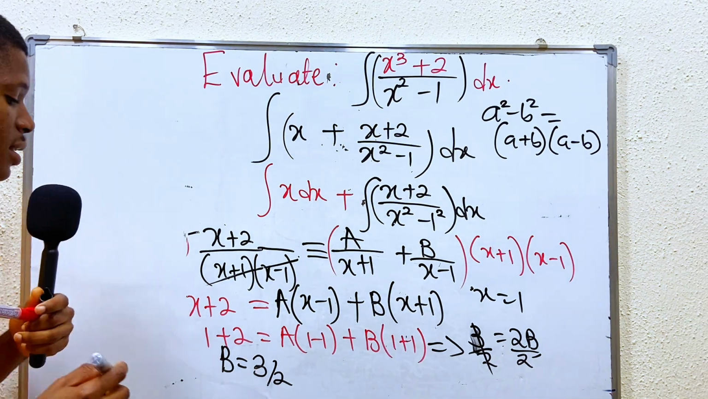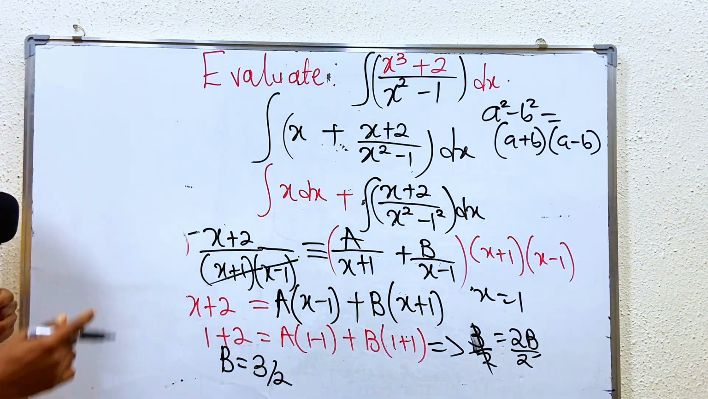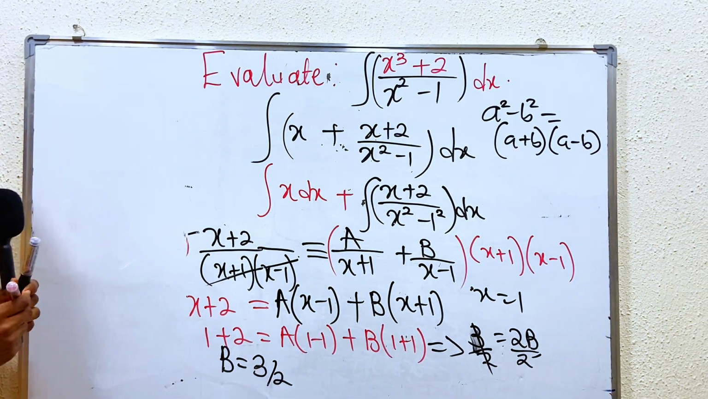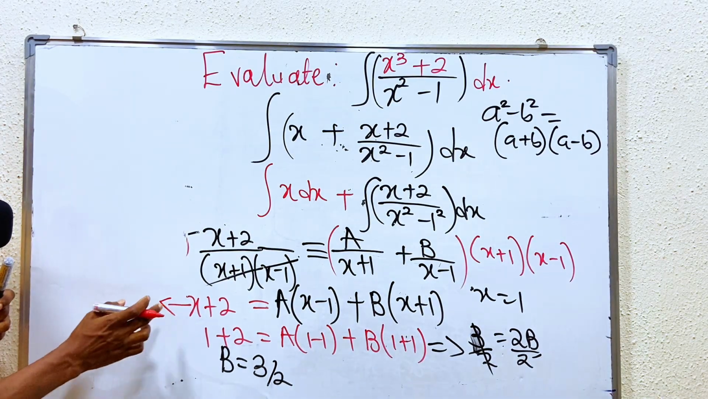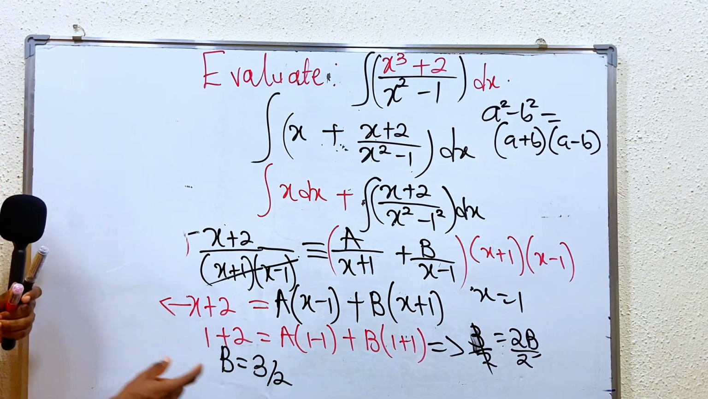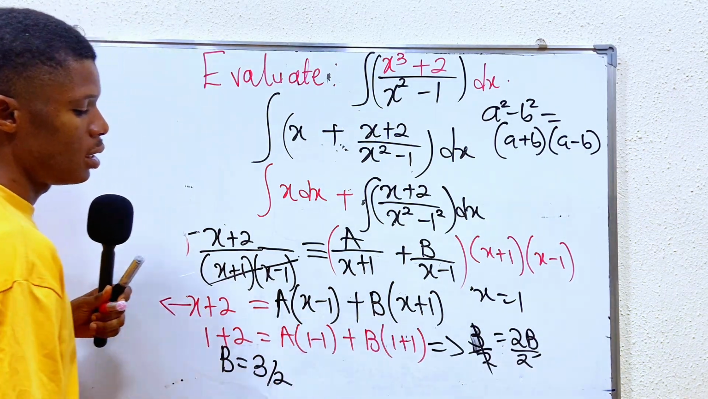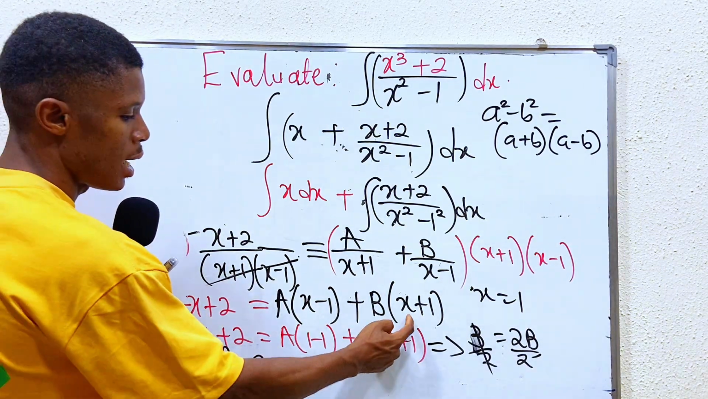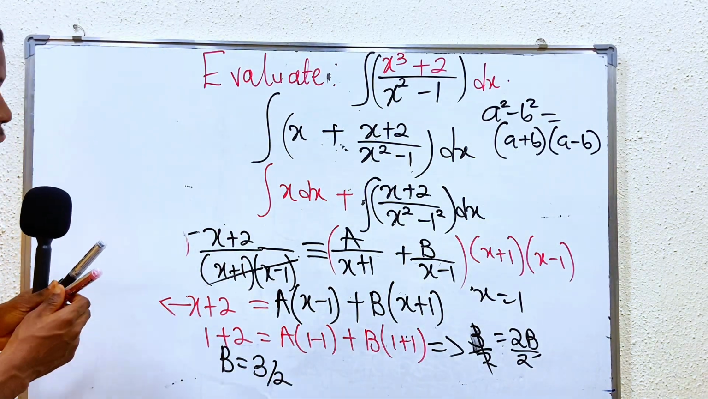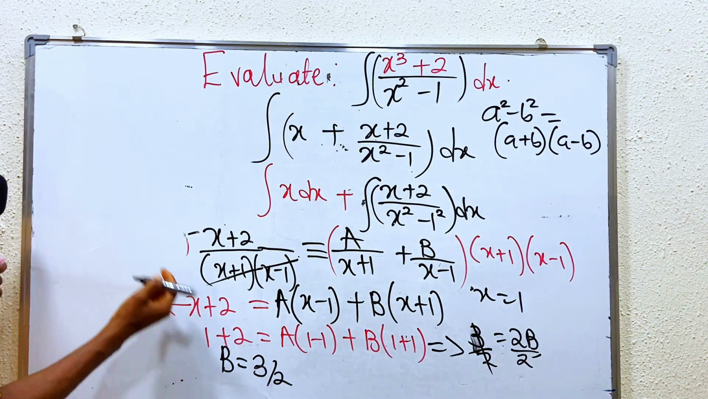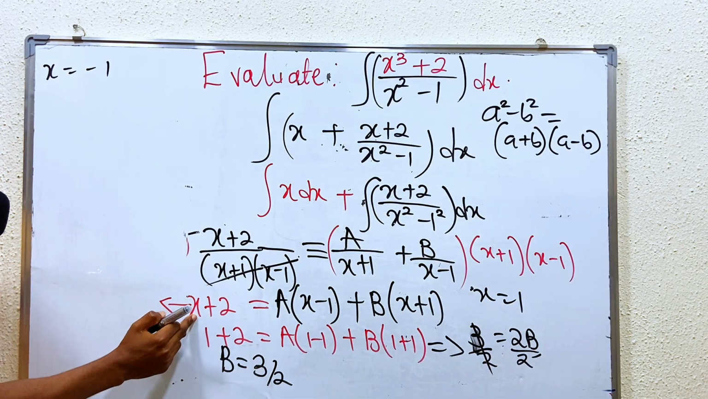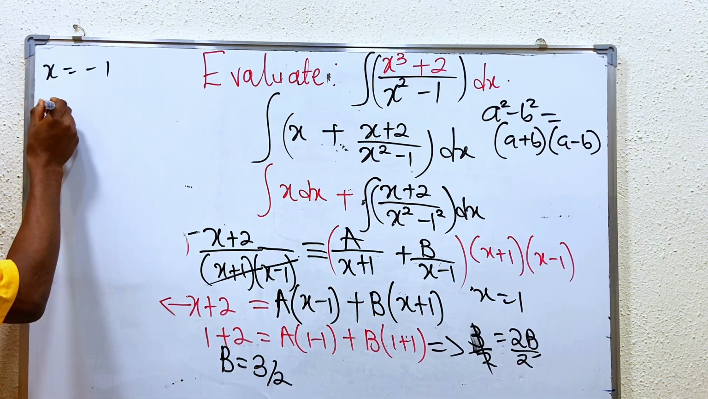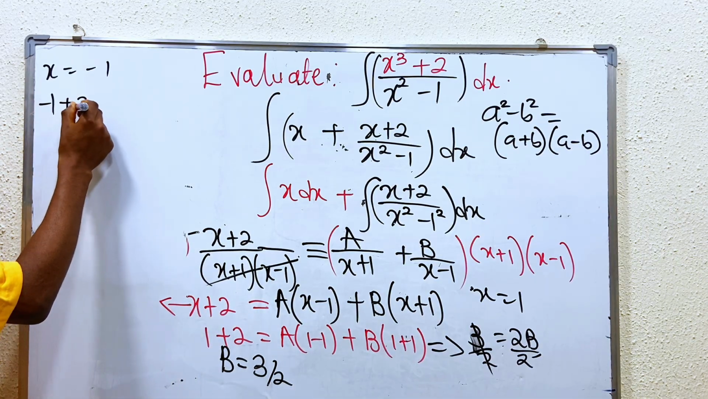So if you have this, let's try to work out the value for A. For us to work out the value for A, we are going to still use this point. We are going to try to make B to be 0. And to make B to be 0, x will be taken to be minus 1. So at x equal to minus 1, we have minus 1 minus 2, we have minus 1 plus 2.